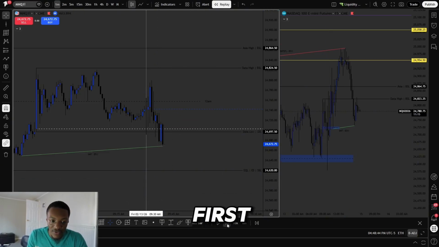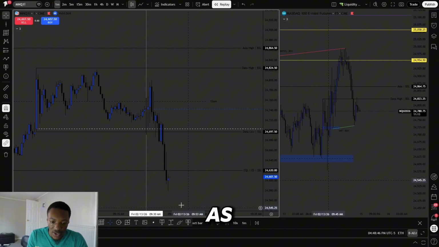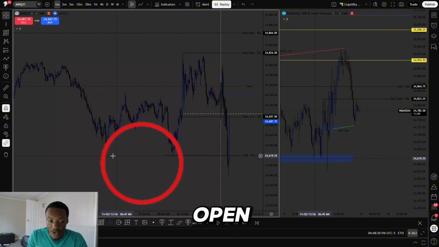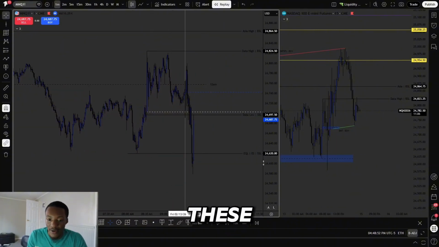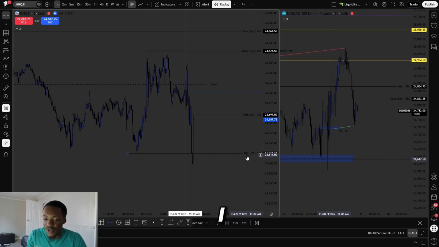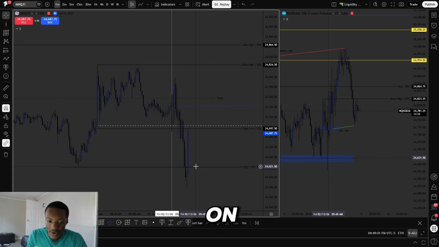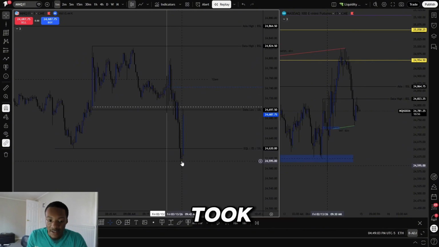So let's break down this first trade here. As you see here, I had this marked out before the market opened. I had these equal lows marked out. These are equal lows on ES, so I made sure to put ES here so I know these are equal lows on ES. When I saw we had these equal lows here on ES, we immediately took this out.